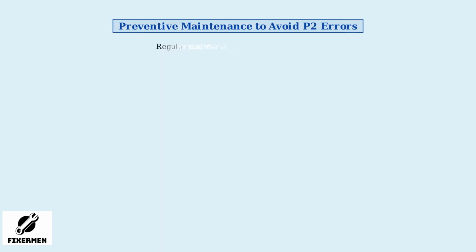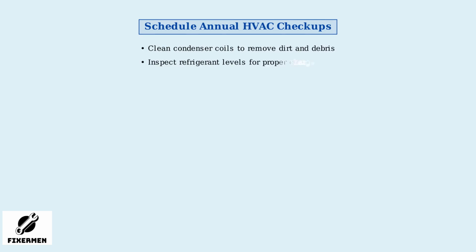Regular maintenance is crucial to prevent overheating and system shutdowns. By staying proactive, you can avoid the P2 error code and keep your HVAC system running efficiently. Schedule annual HVAC checkups to maintain system health. This includes cleaning the condenser coils to remove dirt and debris that can cause overheating. Also, inspect refrigerant levels to ensure proper charge and verify that the fan is operating correctly for adequate airflow.